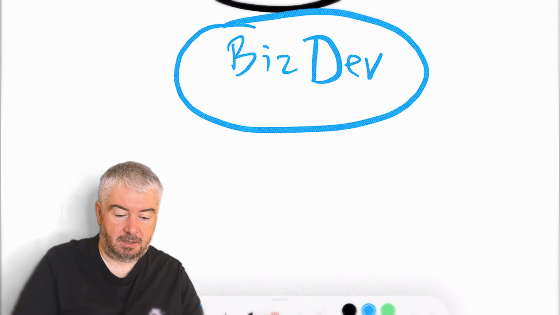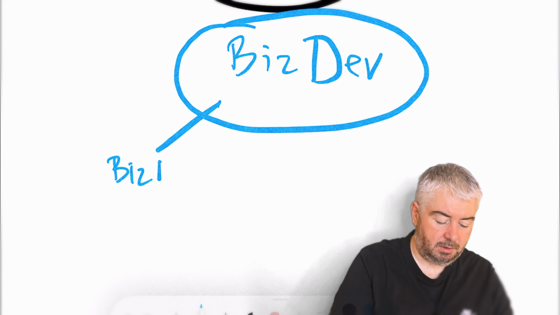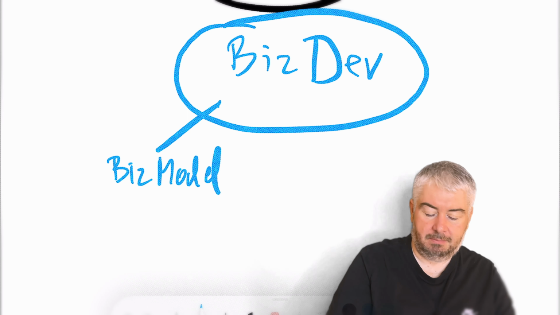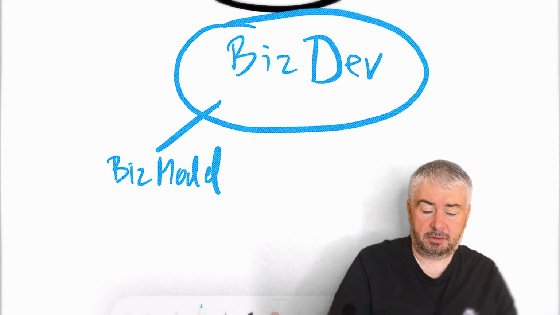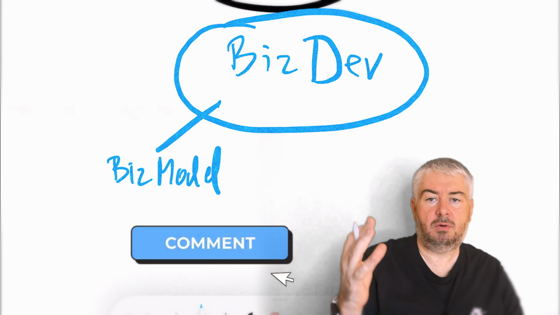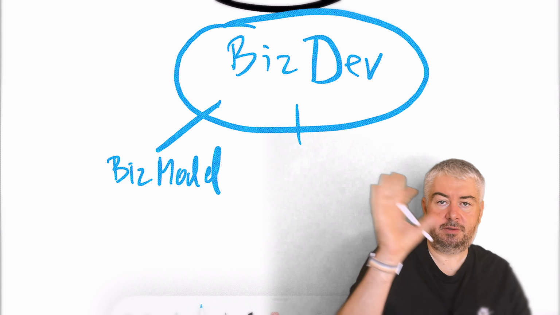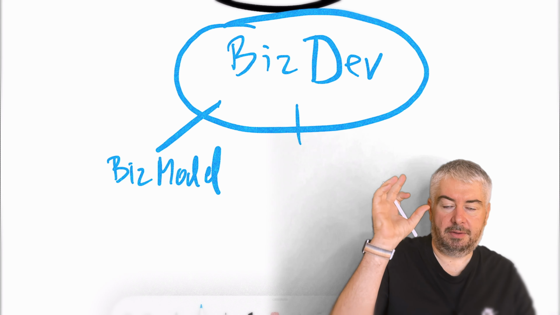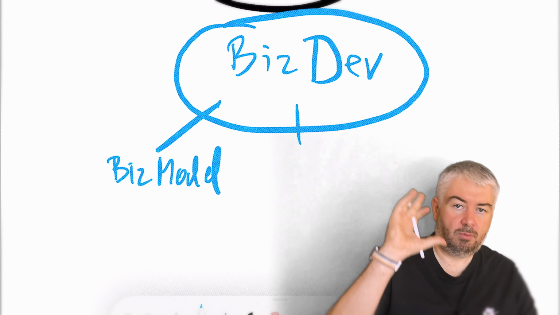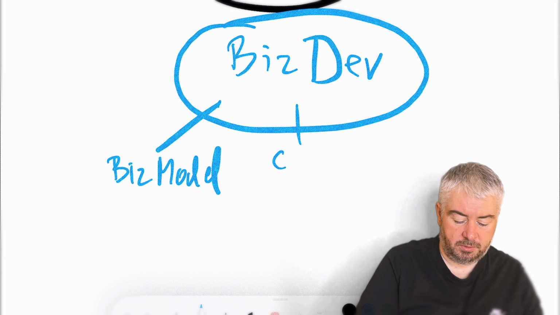So with business development, like I said, we need to figure out what's our business model. And there are many different business models. Let me know in the comments if you want me to make a video on all the different business models out there and how we can put different business models together and create even more unique business model solutions.